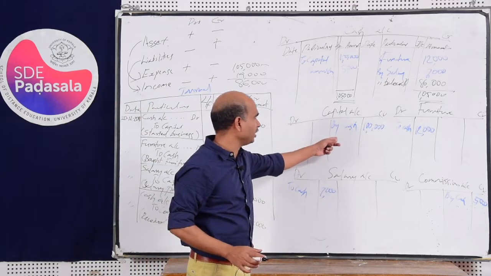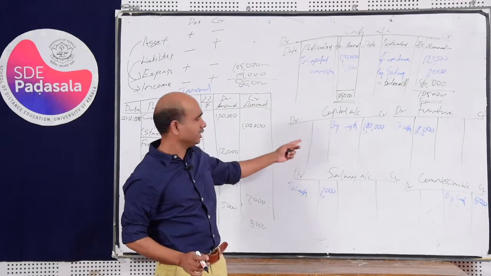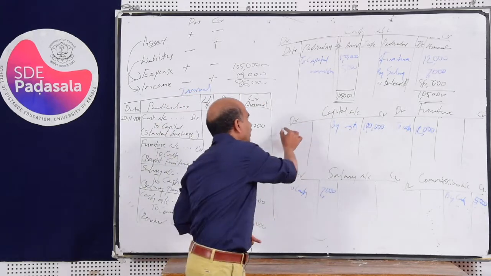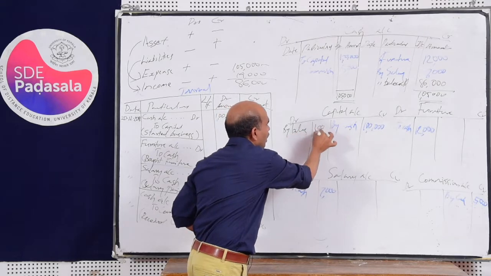In the case of capital, on the right hand side there is 1 lakh rupees, but on the left hand side the amount is nil. So, here comes the balance of rupees 1 lakh.